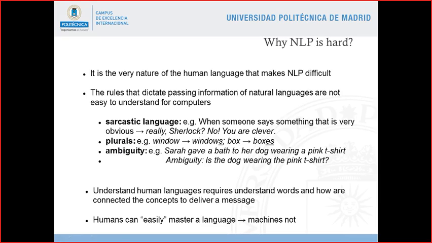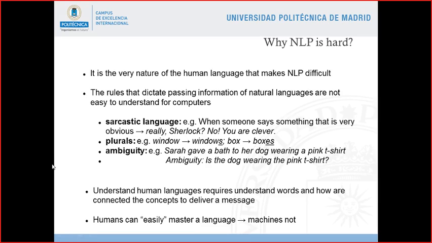In this case, we have: Sarah gave a bath to her dog wearing a pink t-shirt. Okay? From the computer perspective, who is wearing the t-shirt, Sarah or her dog? So this is a difficult task from the perspective of a computer, and it's hard to solve for the NLP field.